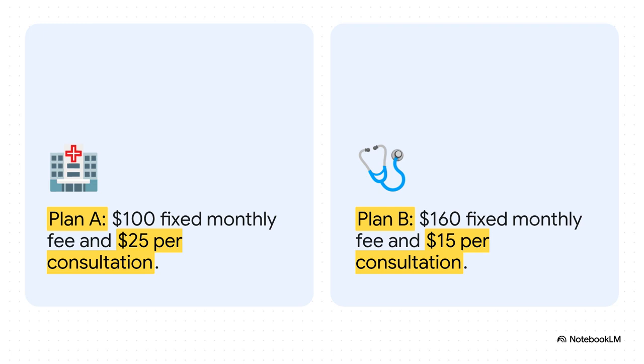Okay, so here are our two options. You've got Plan A, which looks pretty tempting with that low $100 monthly fee, but it's going to cost you $25 every time you see a doctor. Then there's Plan B. Yeah, the monthly fee is steeper at $160, but each visit is cheaper, only $15. So which one's the better deal? Well, it really all depends on how often you think you'll go, right? But the real question is, how do we find that exact point where Plan B suddenly becomes the smarter choice?